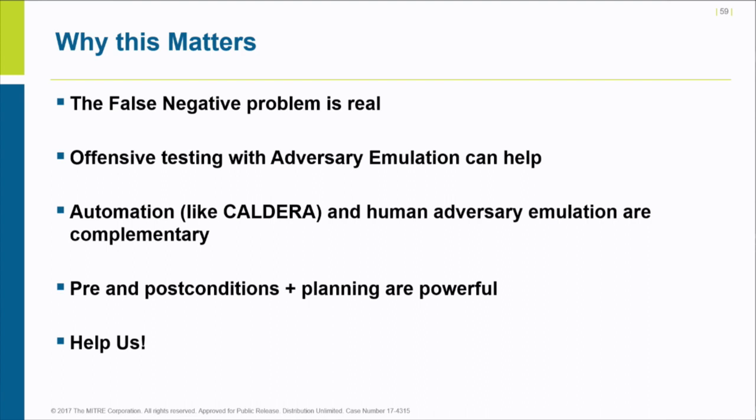So just to bring it back to the beginning, the false negative problem is really hard. It's hard to know what you're missing. And I think one of the good ways that you can address this is by introducing a realistic emulated adversary on your network. It's a really nice sanity check just to see what your network is vulnerable to.